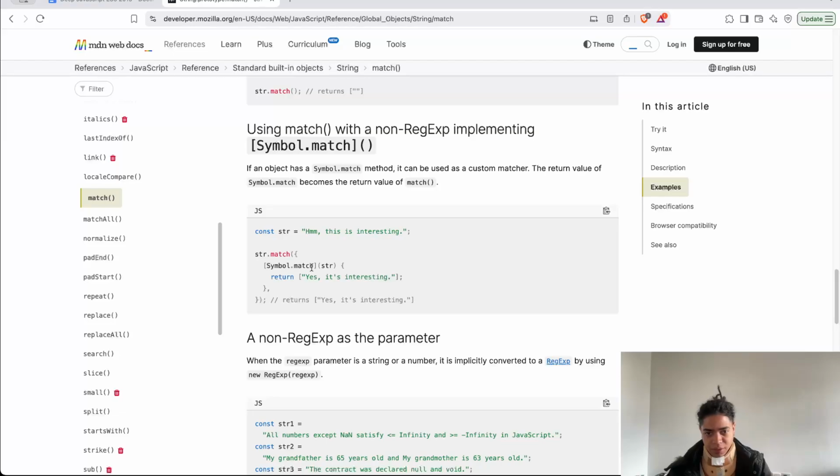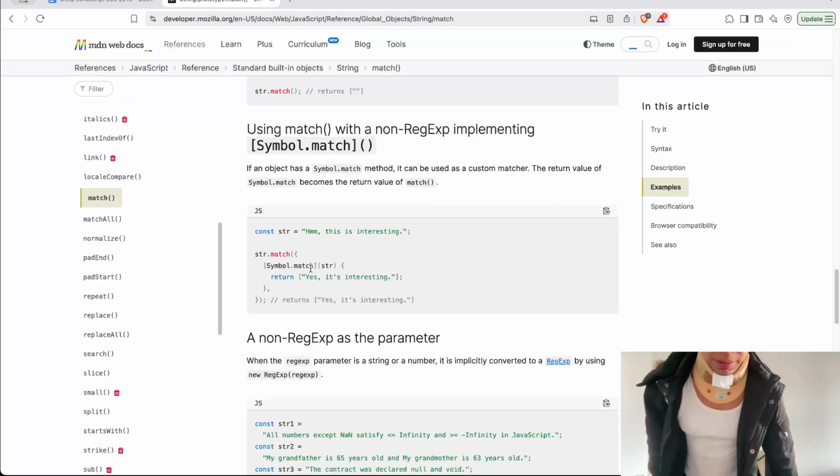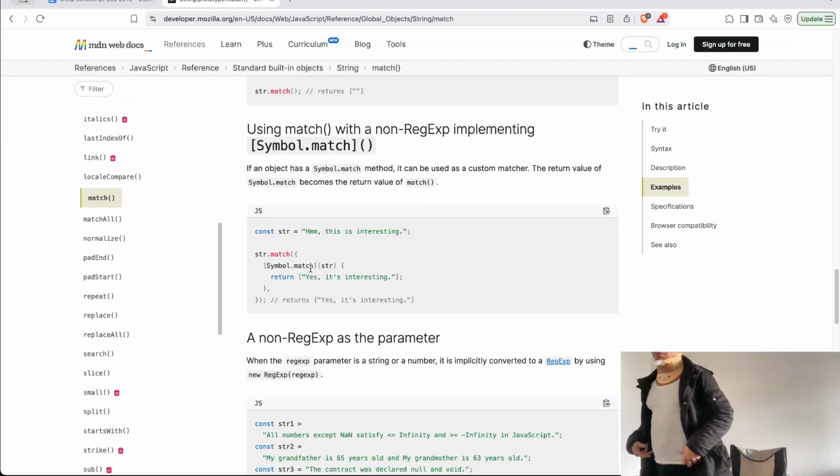I'm not quite familiar with this match. Yes, it is interesting. Also, match has its own well-known symbols. Give me a second.